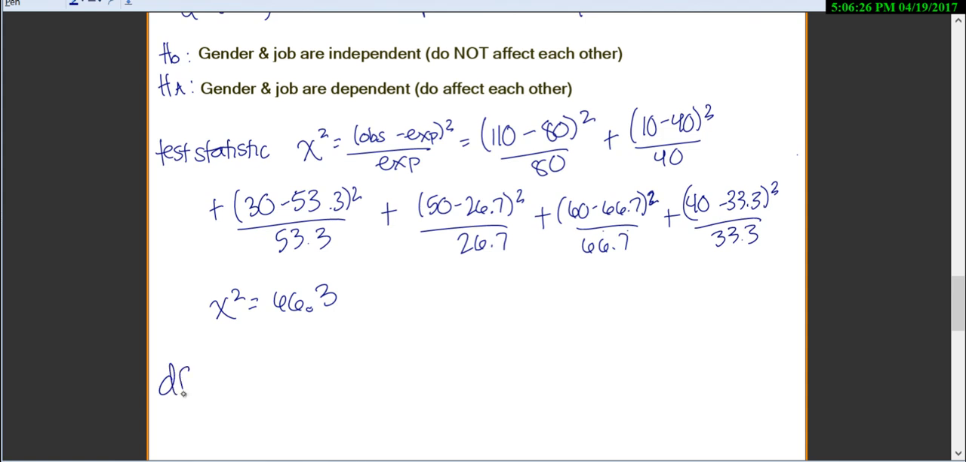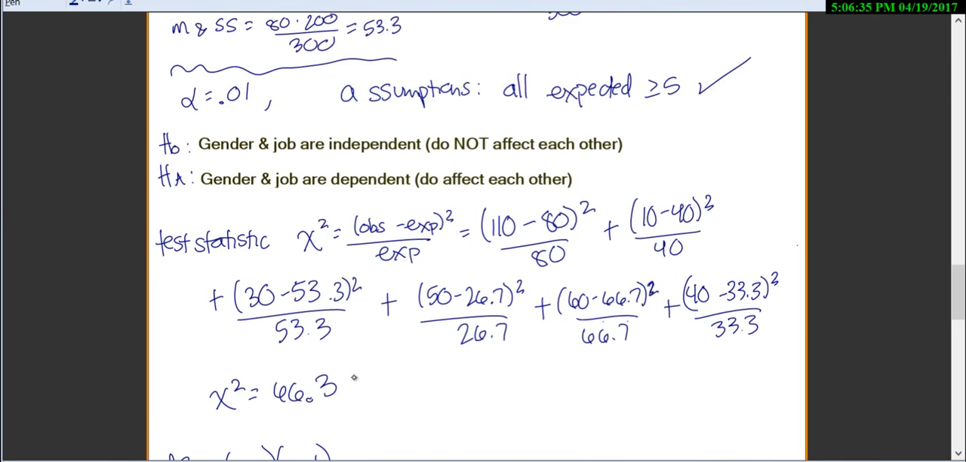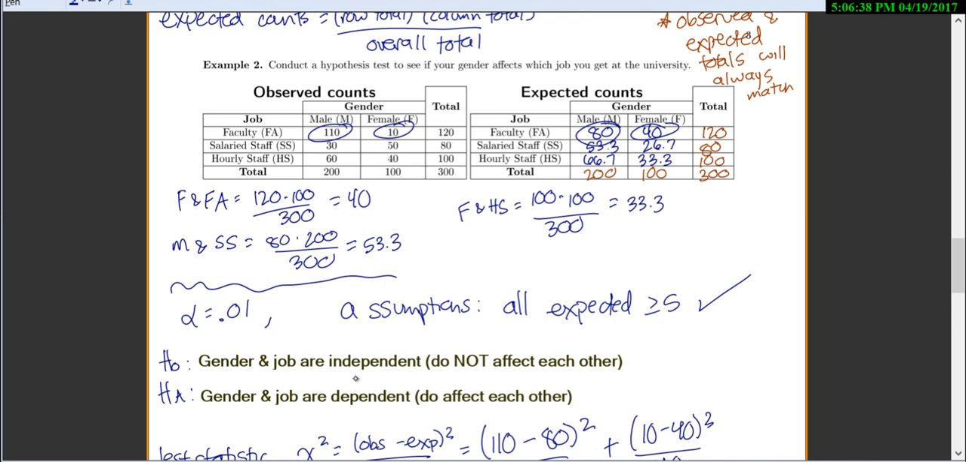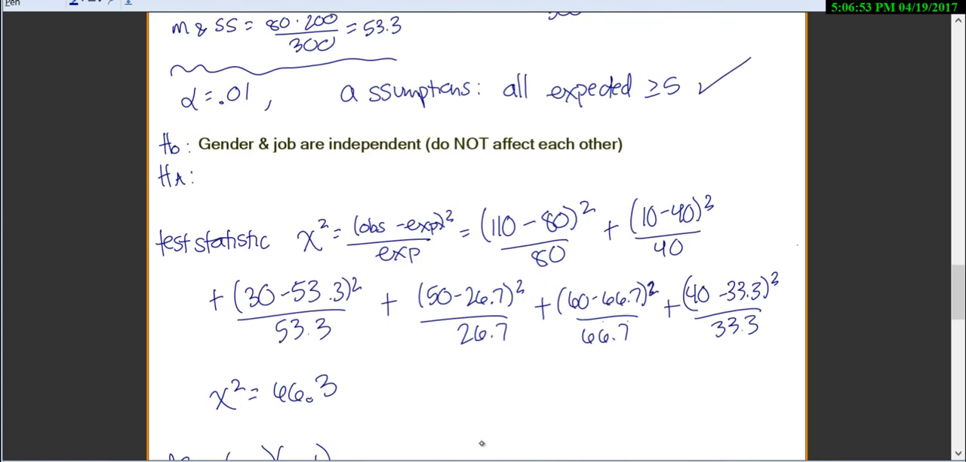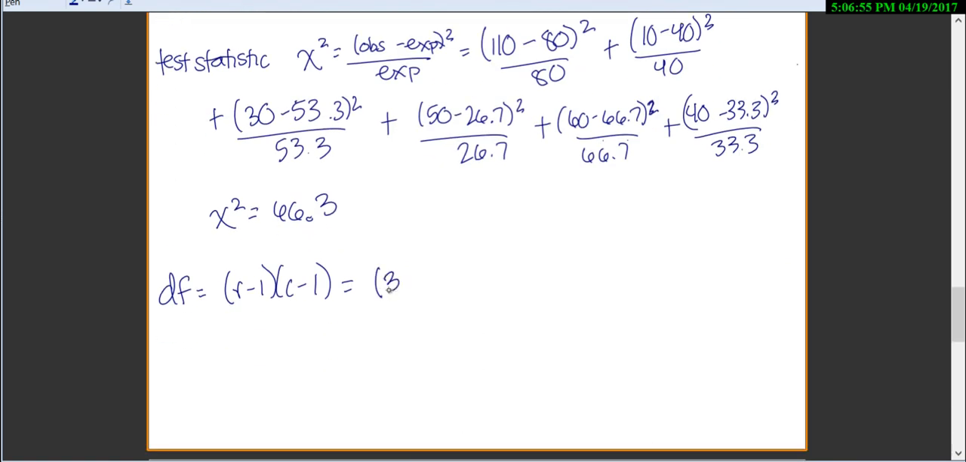Now you also need degrees of freedom, which is r minus 1 times c minus 1. This means number of rows minus 1 and number of columns minus 1. Remember, we don't count our totals. So how many rows do you have? It looks like you have 3 rows and 2 columns. Make a note, 3 rows, 2 columns. We don't count the totals. So 3 rows minus 1, 2 columns minus 1 gives me 2. Again, remember we had 2 cells that could kind of vary and then I could find the rest just by using our totals.